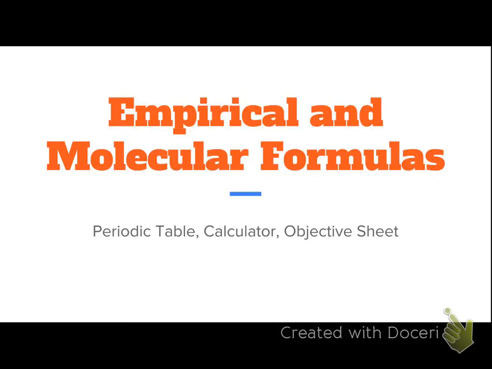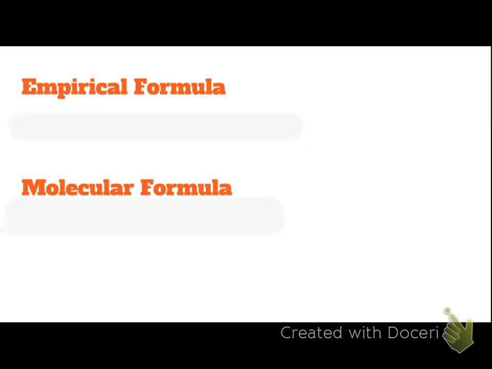This lecture is going to go over how to determine empirical formulas and molecular formulas. Before you get started, make sure you have three things. You want to have a periodic table. Make sure it's one that you can easily read the masses of your elements. Also, you want to have a calculator, and you need that objective sheet to make sure that you are familiar with what you are supposed to be able to do by the end of the lecture and the practice problems.